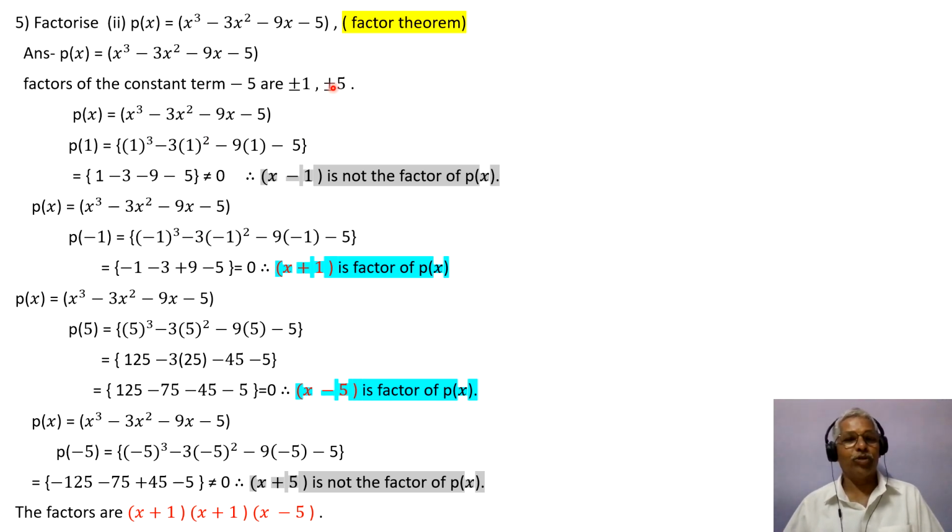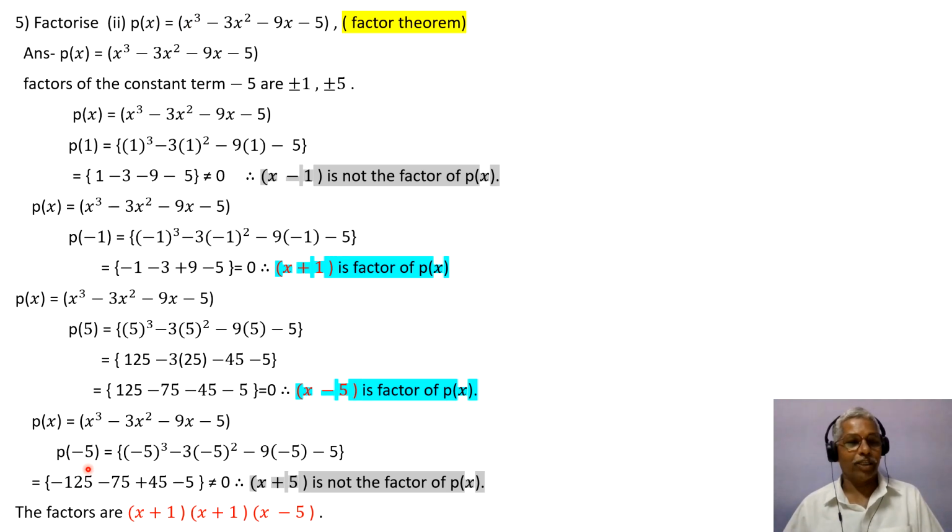Very simple. Now substituting plus 5. So p5 is 5 cube minus 3 into 5 square minus 9 into 5 minus 5. You solve this, you get 125 minus 3 into 25 minus 45 minus 5. So ultimately you get 125 minus 75 minus 45 minus 5. That is 0. So x minus 5 is factor of this. Now we should have three factors, because it is cube polynomial, or degree of this polynomial is 3. So there will be three factors. We are getting only 2. So we have to check for minus 5 also.